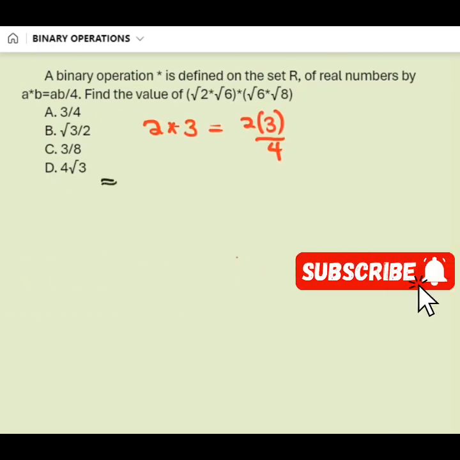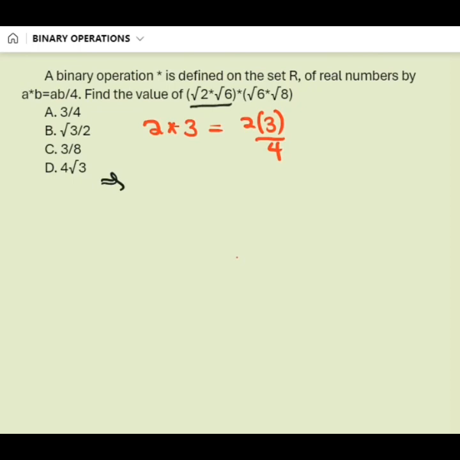Okay, so what that means is that if we take this first bracket, so the square root of 2 star the square root of 6 will be equal to the square root of 2 times the square root of 6. Let me go ahead to do that at once. Okay, so it means square root of 2 times the square root of 6, which is equal to square root of 12, everything over 4.